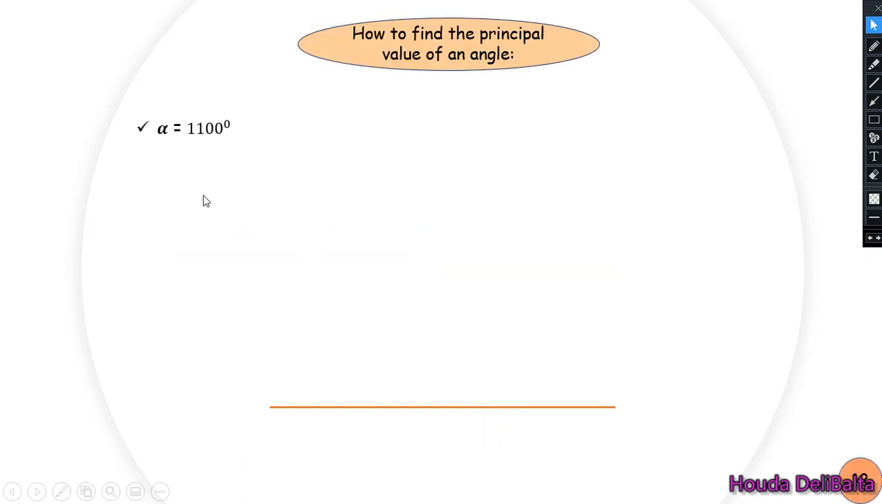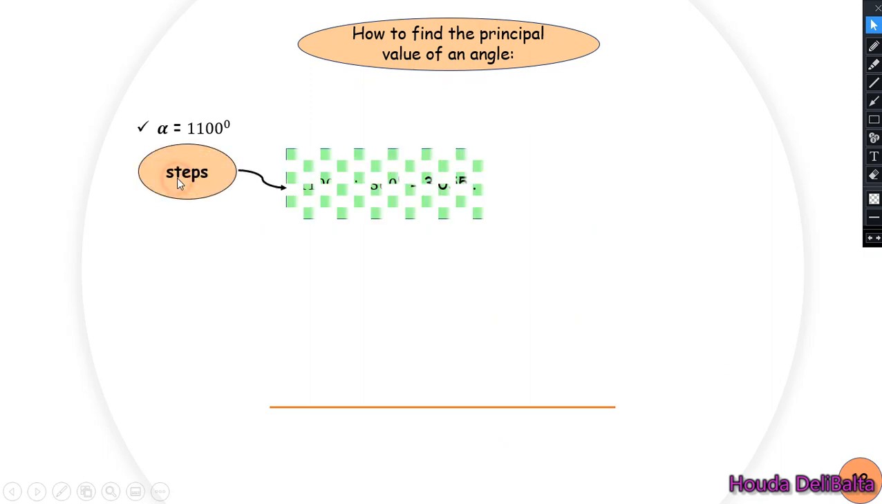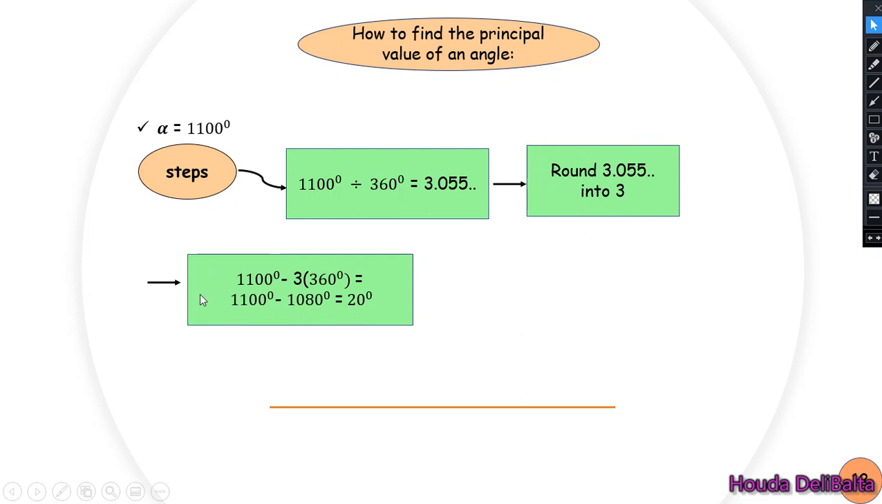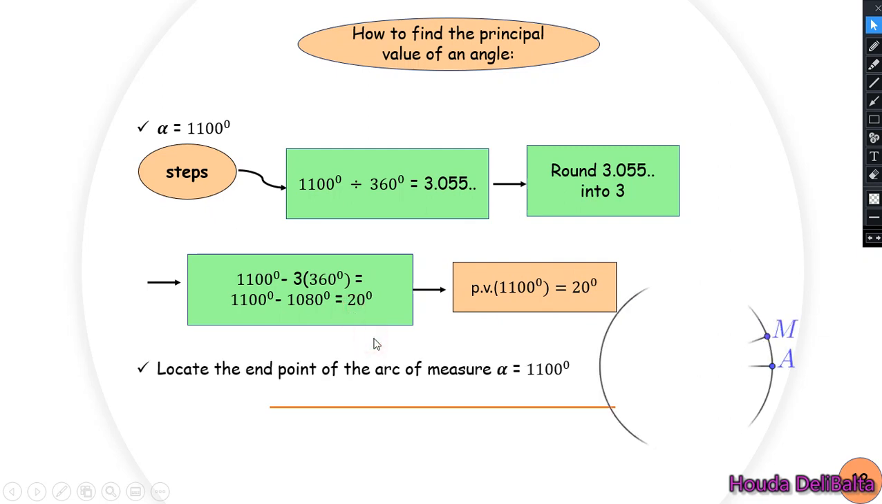And more examples. Here alpha is 1100. Now dividing again by 360, we get 3.055. Now rounding, we get 3. And now subtracting, the initial given value minus the rounded answer times 360, we get 20 here. And the principal value is then 20. Now plotting it on the circle again, because it's a positive value, we move in the positive sense, and by this we plot the endpoint of the arc of measurement 1100.